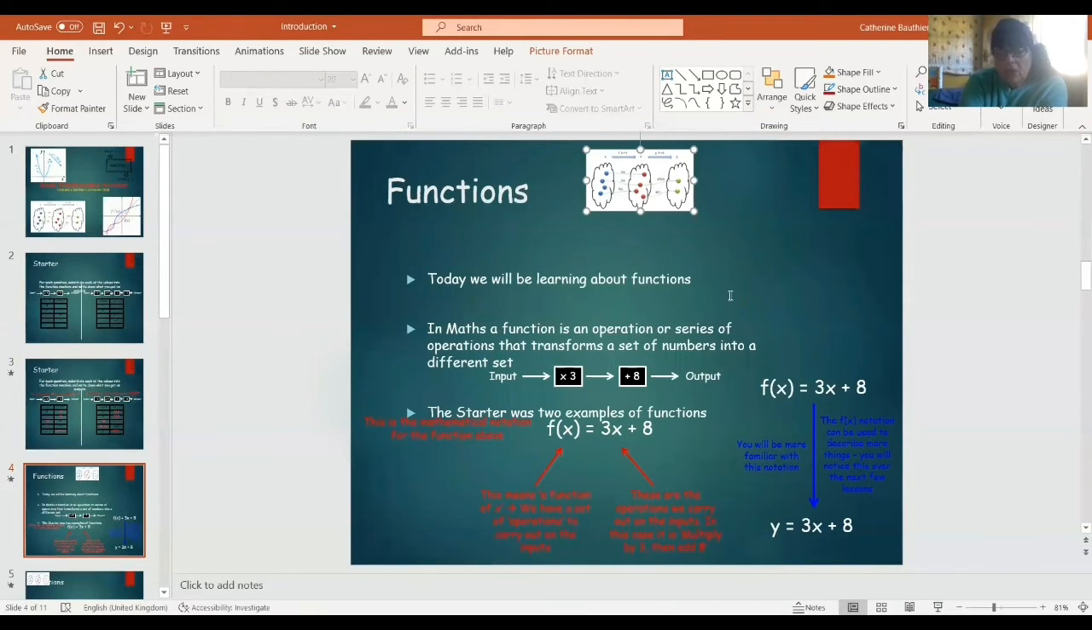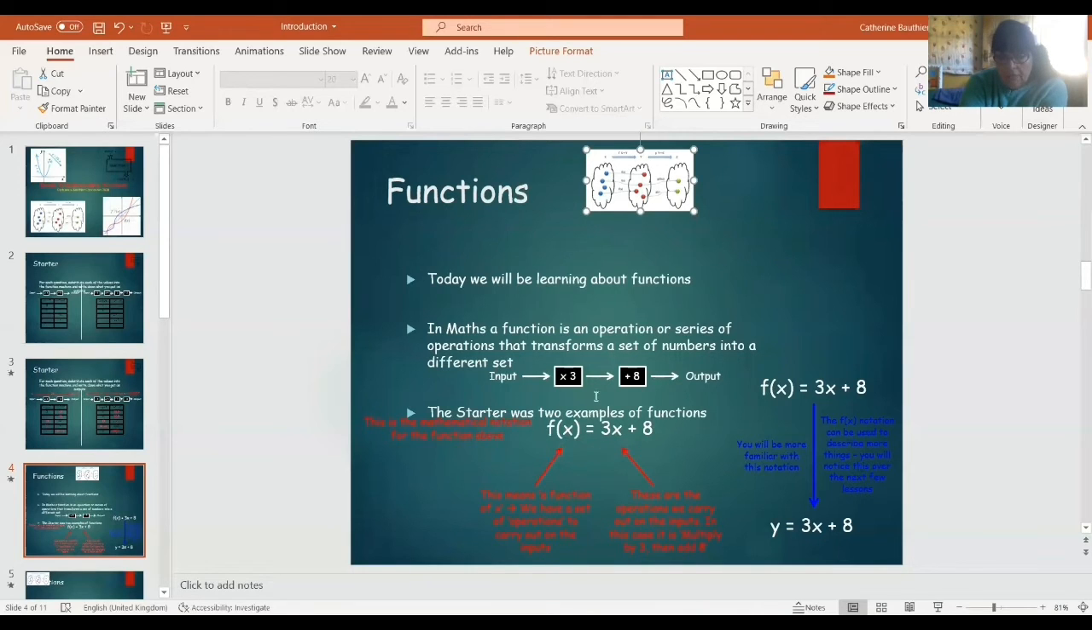In maths, a function is an operation or a series of operations that transforms a set of numbers into a different set. So, for example, here they say multiplied by 3, plus 8, which is what we already did. The starter was 2 examples of this function.